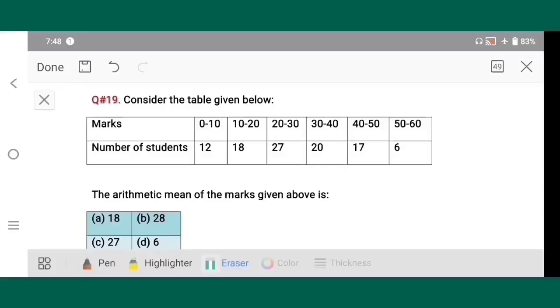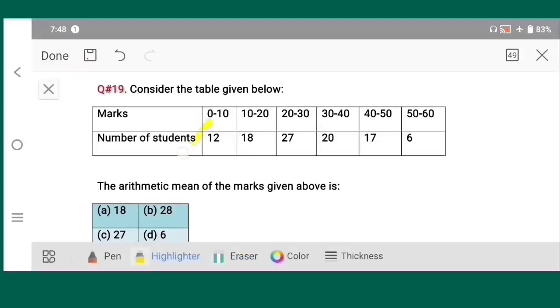Question number 19. Consider the table given below. In this table we have given marks 0 to 10, 10 to 20, up to 50 to 60, and in the second row the number of students, that is, the frequency row, 12, 18 up to 6. The arithmetic mean of the marks given above is, the options are 18, 28, 27 and 6.